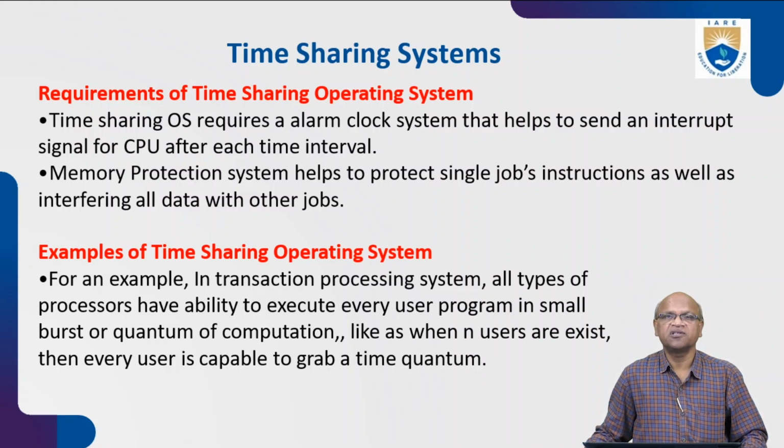Examples of time sharing operating systems: for example, in a transaction processing system, all types of processes have the ability to execute every user program in small bursts, a small burst or quantum of computation. When users exist, every user is capable of grabbing a time quantum. That is how the job is completed.